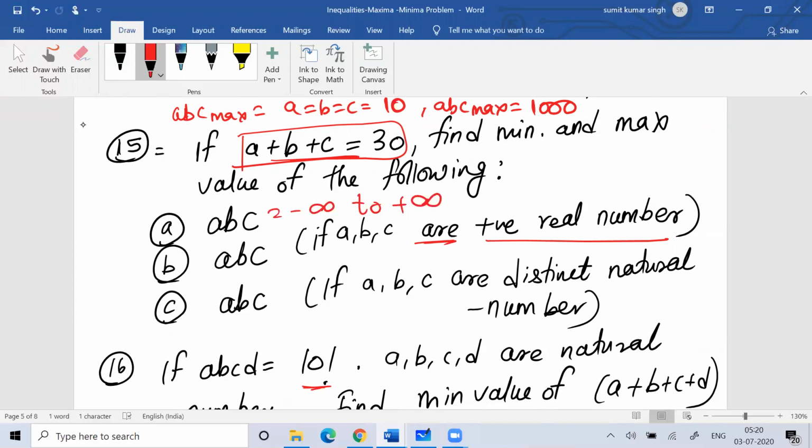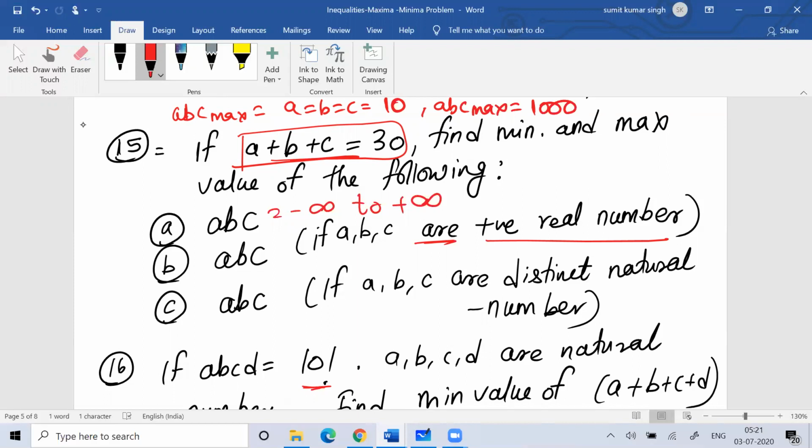You can take 0.00000 and one, and the other value also. You want a smaller value, no? The other value also you can take as 0.000 something, and then the third number you can write as 29 point something. That way you can make the product minimum. So they should be positive real numbers. You can think like that.